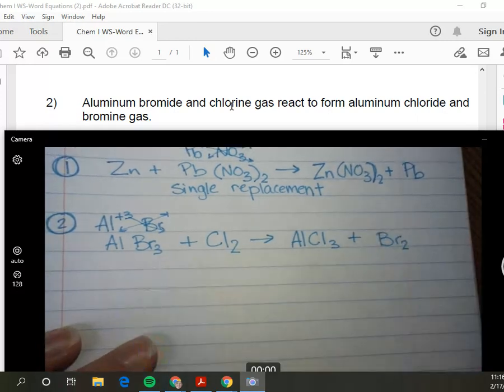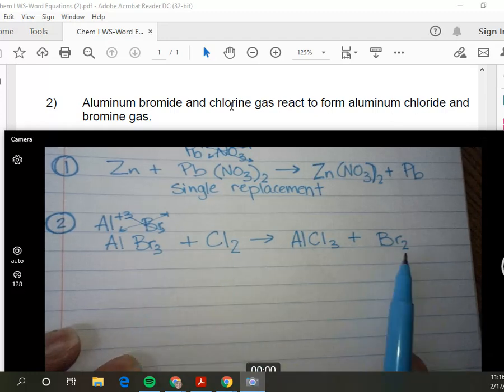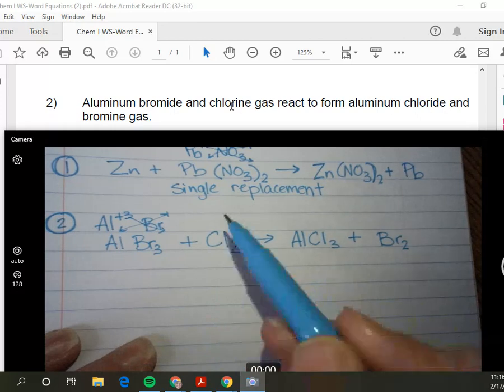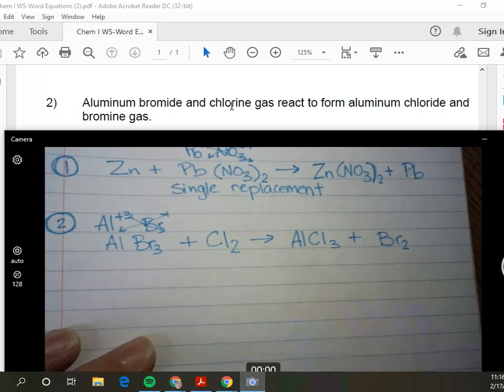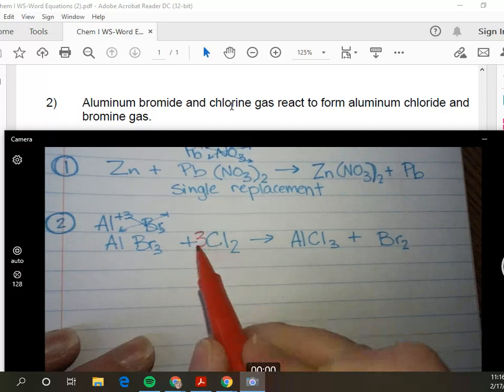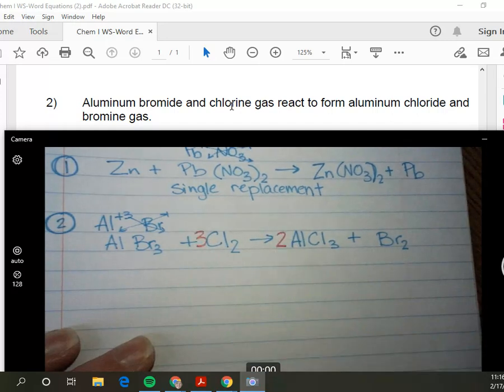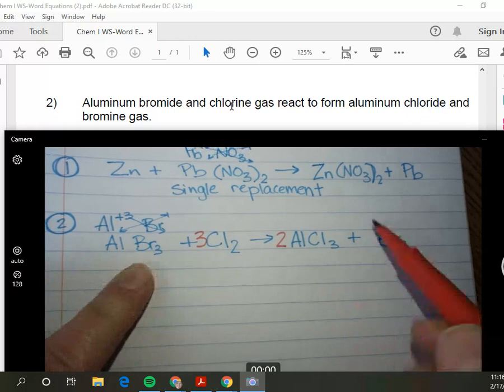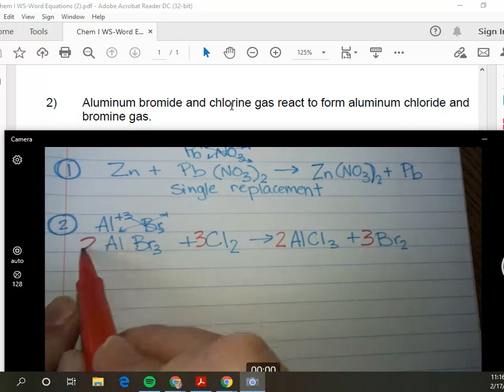And then we have to balance it. Well, we're going to have to use our common denominator thinking in this. So we're going to do a 3 here and a 2 here. And for the same situation. So we're going to do a 3 and a 2, and let's count.